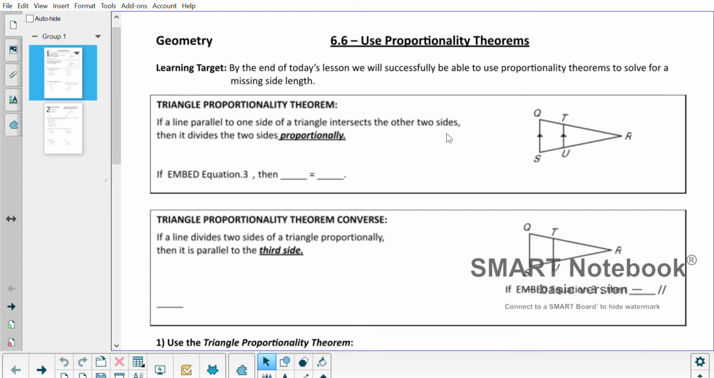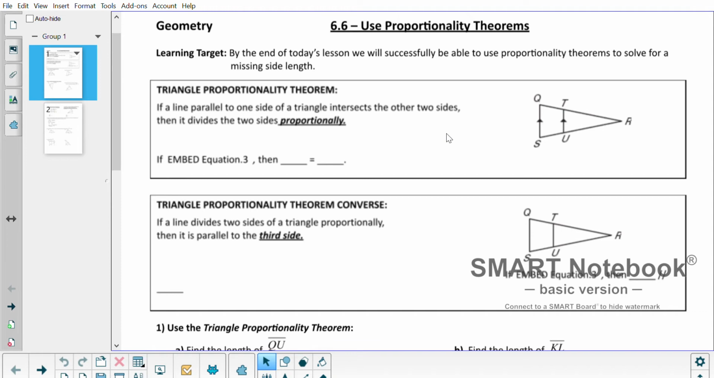Today we're going to talk about 6.6 and proportionality theorems. So when we have triangles, we're going to specifically talk about the triangle proportionality theorem, which says if we have a parallel line to one side of the triangle that intersects the other two sides, then it divides the two sides proportionally. So if we look at this diagram here on the right, we have triangle QSR, and intersecting QSR is segment TU. TU is parallel to QS, and it intersects QR and SR. So it does follow our triangle proportionality theorem.